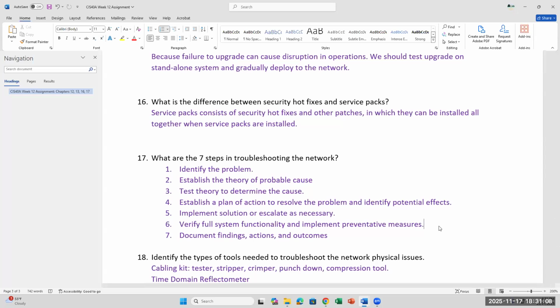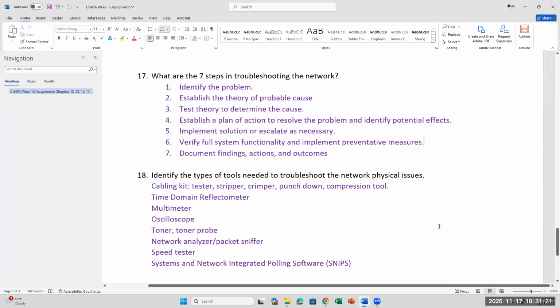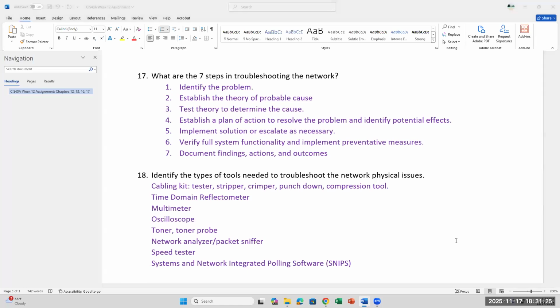So these 7 steps are the same in A+ as in Network+. So make sure you remember these, and you need to remember this for your final exam. Almost there. Okay. Remember, this is the last unit. 3 chapters.